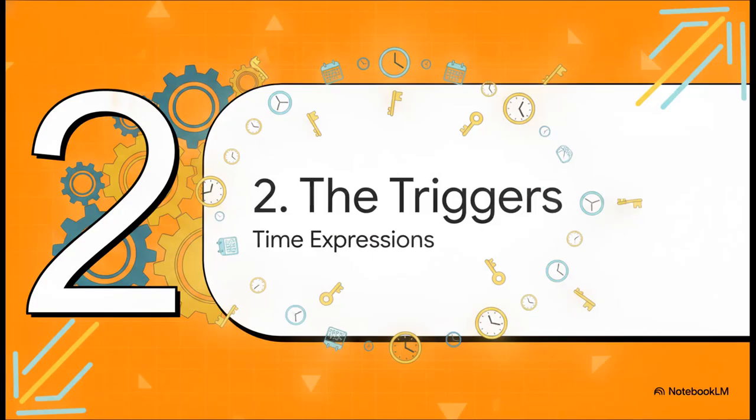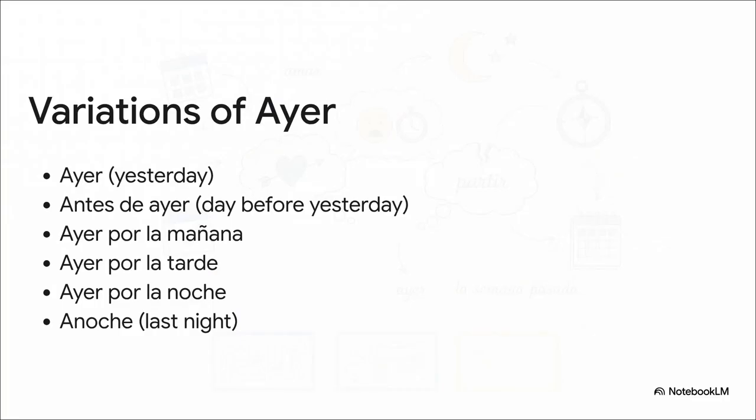Section 2, the triggers, time expressions. The keys to starting the past tense engine. The logic here is actually super simple. Before we even worry about conjugating a verb, we need to know the triggers. Let's see how this builds.